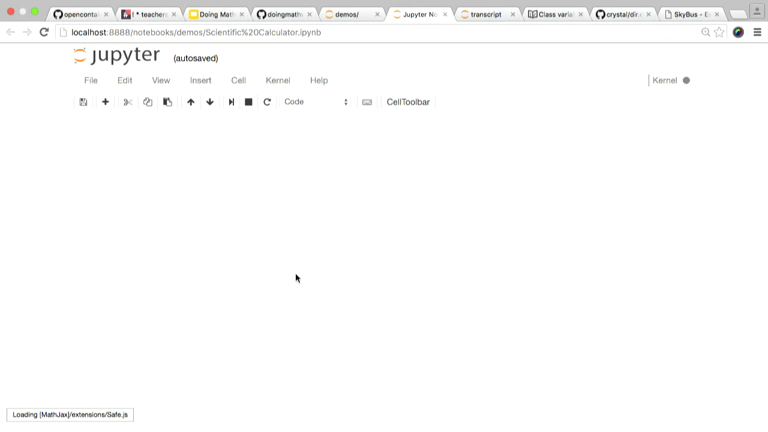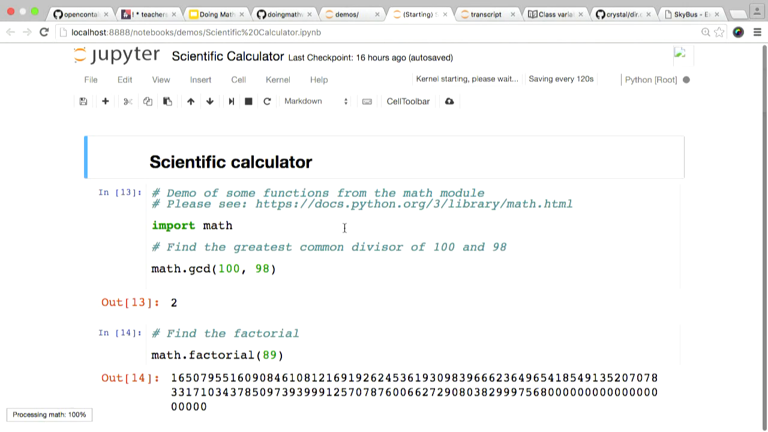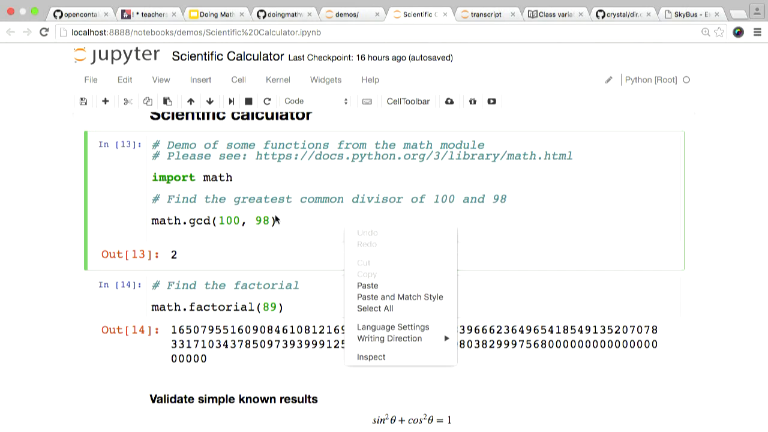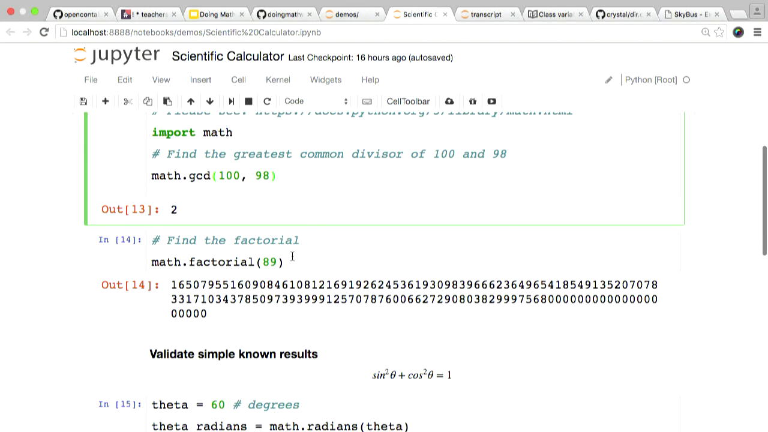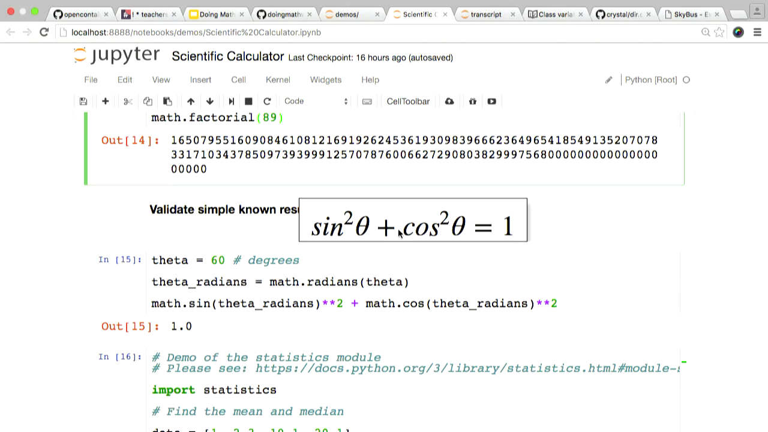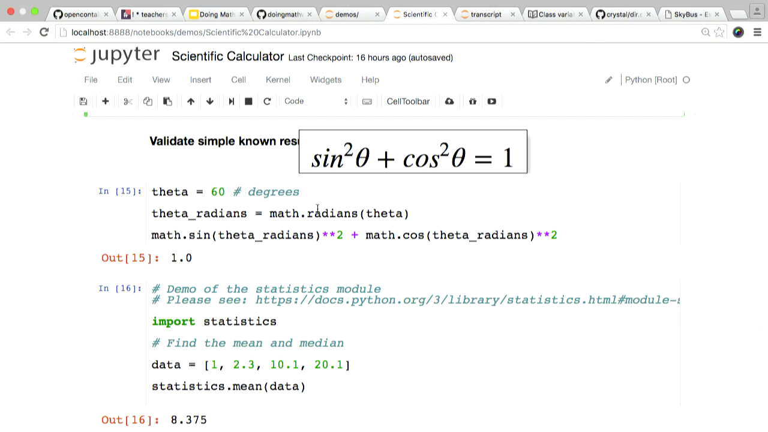I assume a lot of us here are familiar with the standard math modules. So greatest common divisor, pretty simple, factorial, or we can validate simple known results, like when you're learning or teaching trigonometry, sine squared theta plus cos squared theta equal to 1. I have to convert theta into radians because that's what all the trigonometric functions assume.